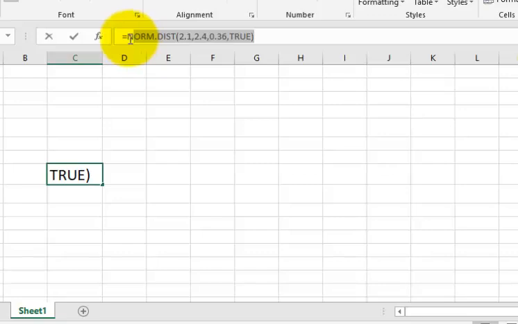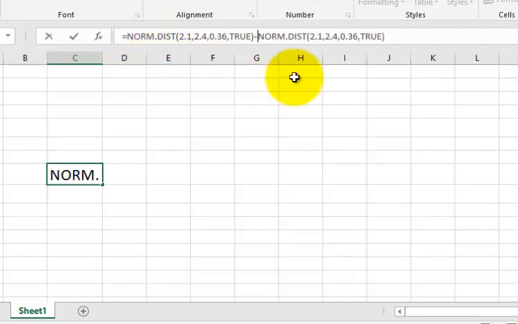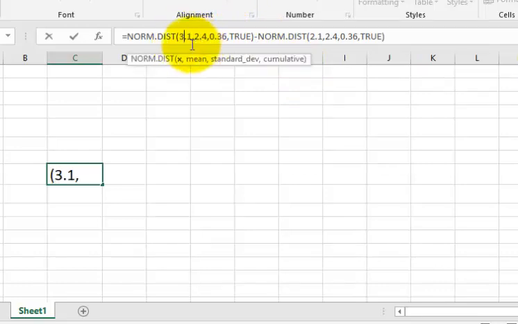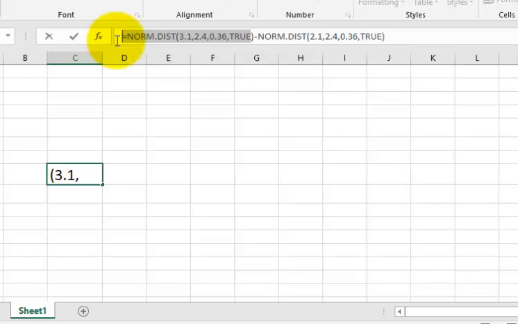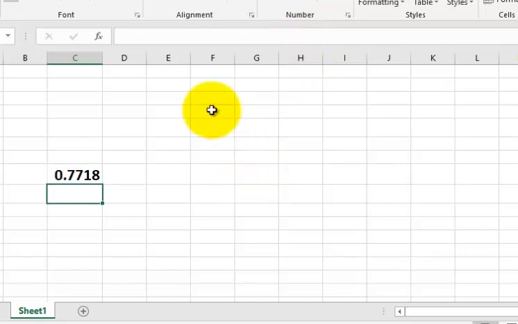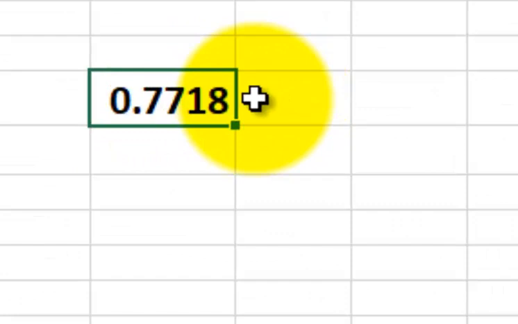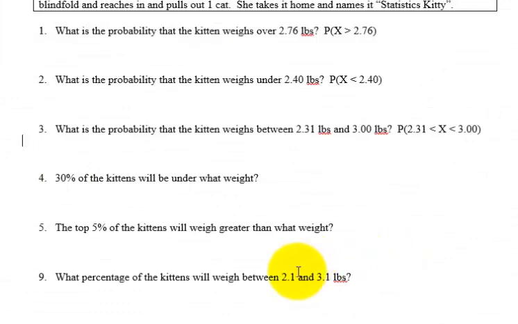So I'm going to take a big shortcut, copy, and then paste it back in and put a subtraction mark between them. And then I'm going to change this one on the left to the bigger one. And I believe that was 3.1. So this first part right here gives you the probability that it's going to be 3.1 pounds or less, which is most of the curve, right? That should be close to 100%. And it's going to subtract out the probability that it will be less than 2.1. Whatever that answer is, is the difference between the two. So in other words, she's got a 77% chance that kitty, statistics kitty, will weigh between 2.1 and 3.1 pounds.